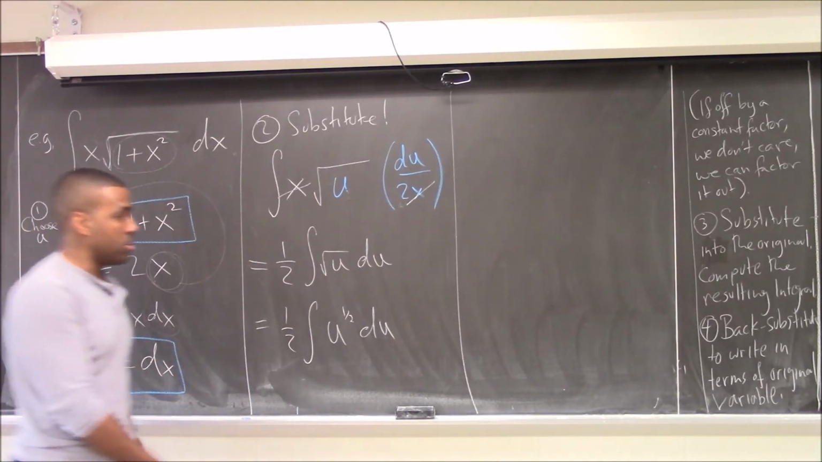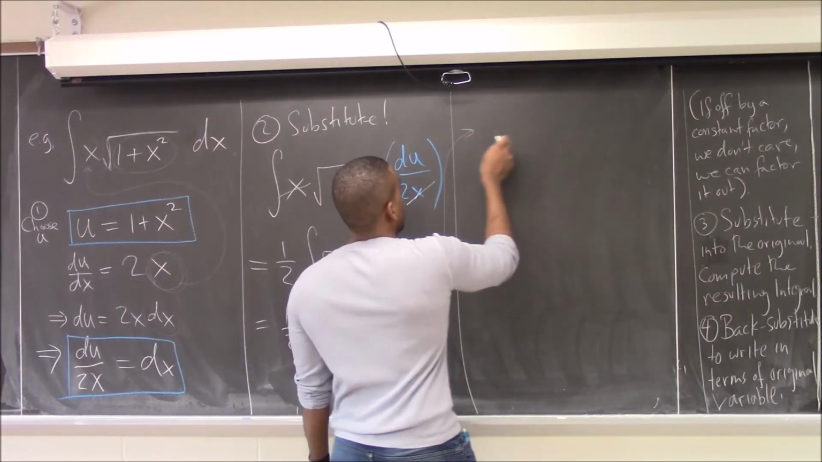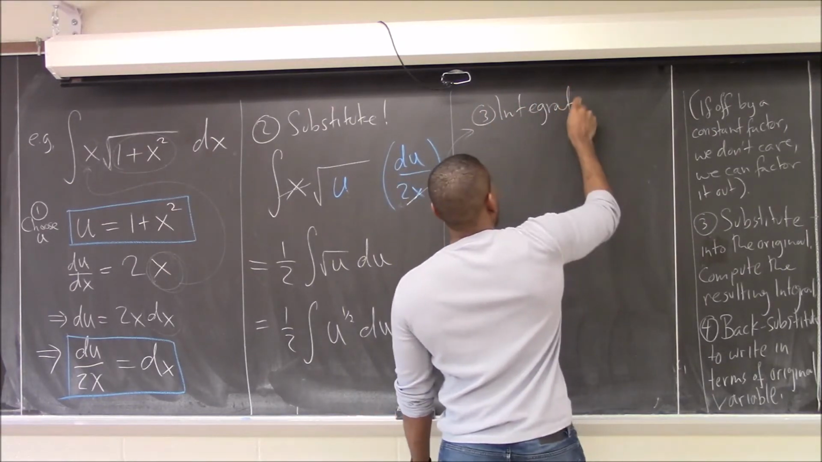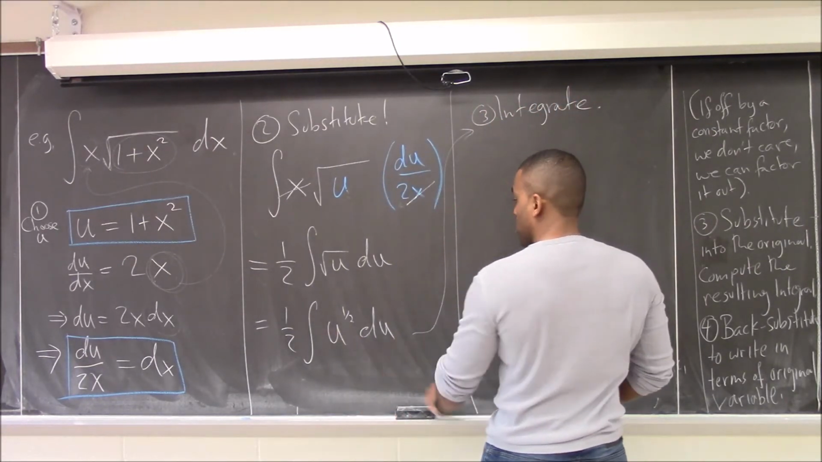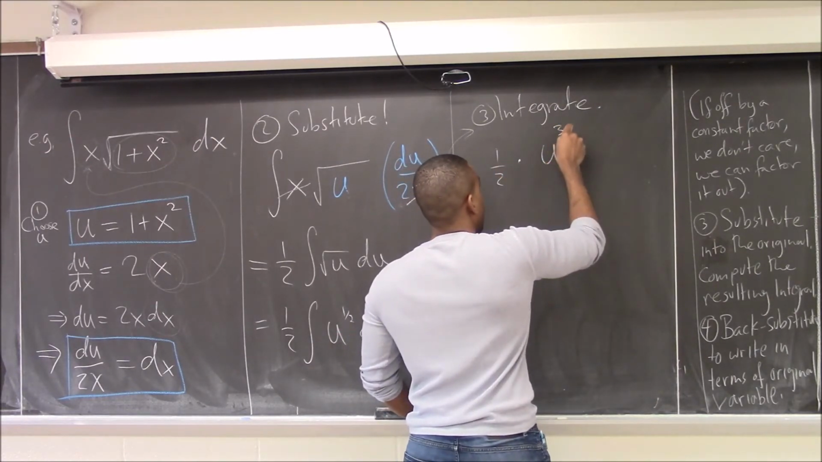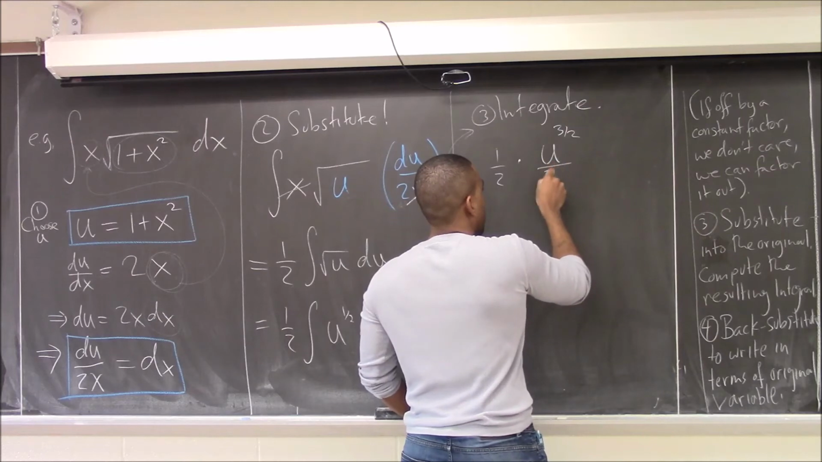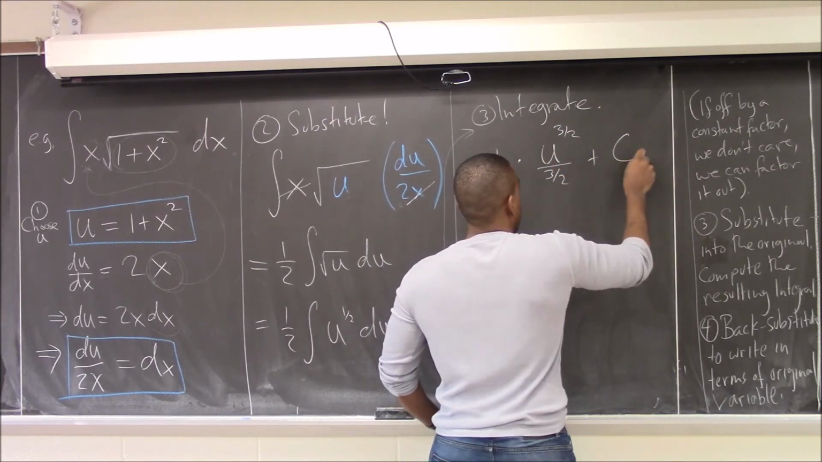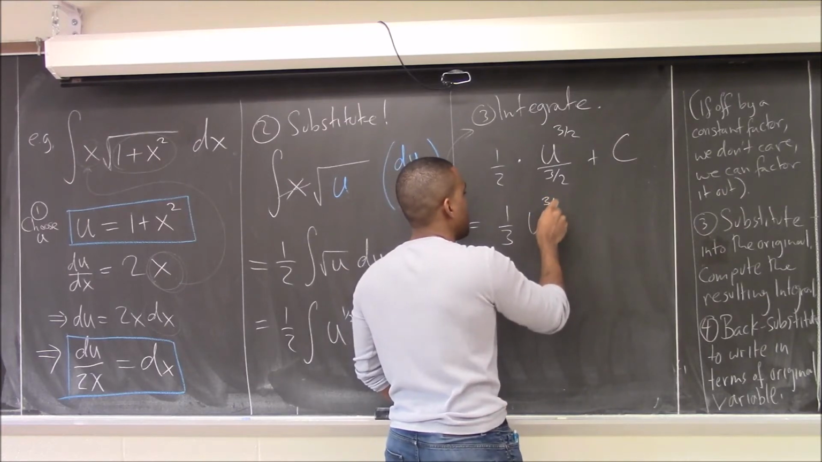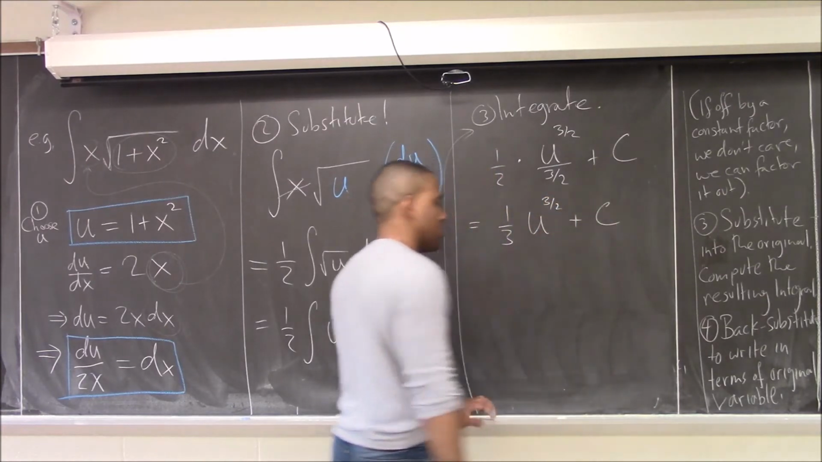And so now I can integrate. In this case, the power rule applies. So I have u to the 3 over 2 over 3 over 2. Or in other words, that becomes 1/3 u to the 3 over 2 plus c.